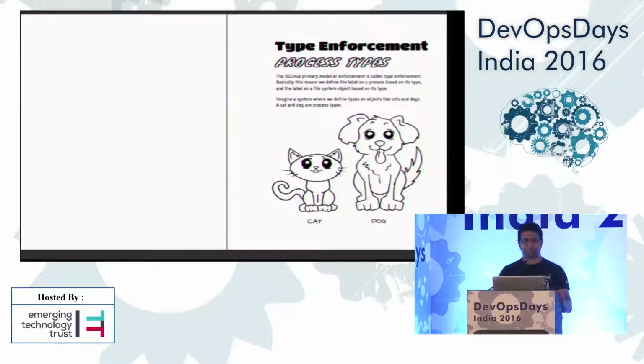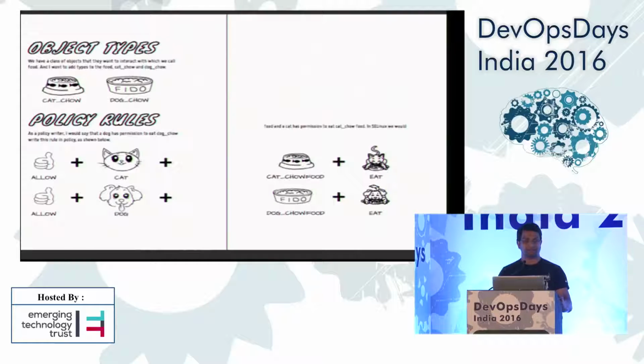Here we have two animals: one is a cat, one is a dog, and they have food. One is cat chow, one is dog chow. The cat is allowed to eat cat chow, and the dog is allowed to eat dog chow, right? So then what happens is, if you see.